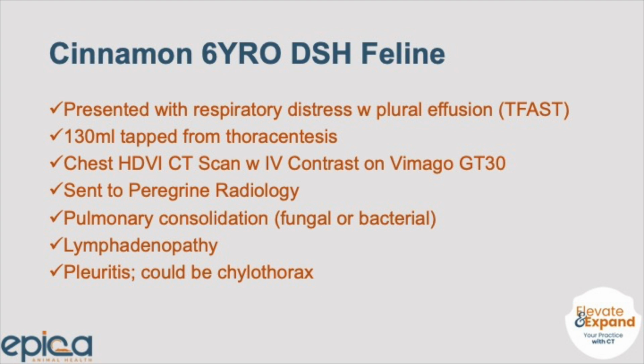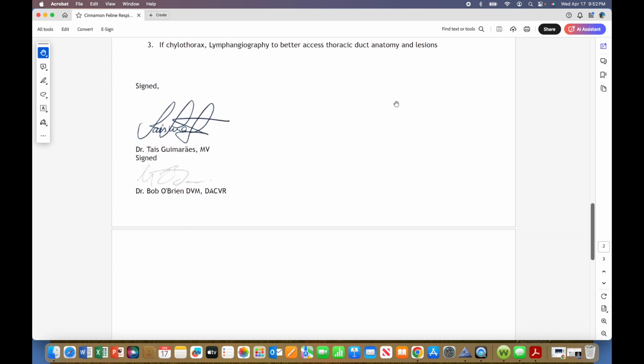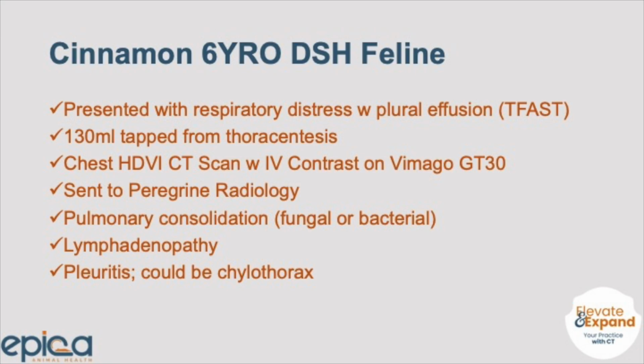They also performed an HDVI CT scan of the chest with their Vimago GT30, and they used contrast. They sent this to Peregrine Radiology for a radiologist review. They found pulmonary consolidation that could be fungal or bacterial. Without an aspirate, it's difficult to tell which of those it is. Of course, there's also some lymphadenopathy going on.